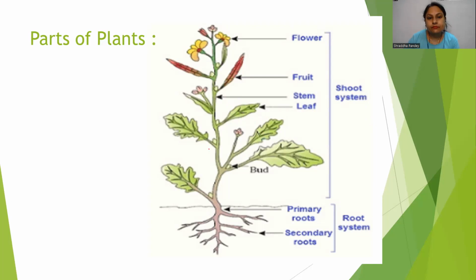The root system has the roots, and the shoot system has the following parts. What are those parts? There is a stem, there is a leaf. This green part is the leaf. This stalk-like structure is the stem, that we all know. Then there is a flower, the colorful, attractive part of the plant. Then there is a fruit, and there is a bud. The bud is a small bud from which the young flower, or the axillary bud, develops, or the new branches develop from this bud. So these are the parts of the plants.